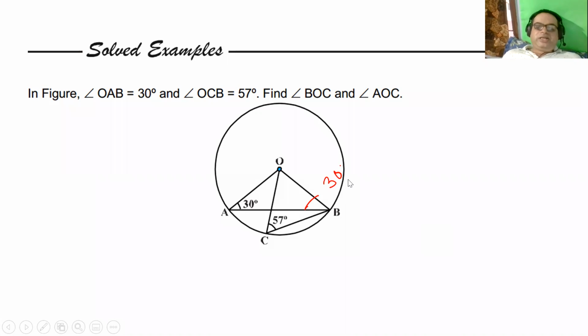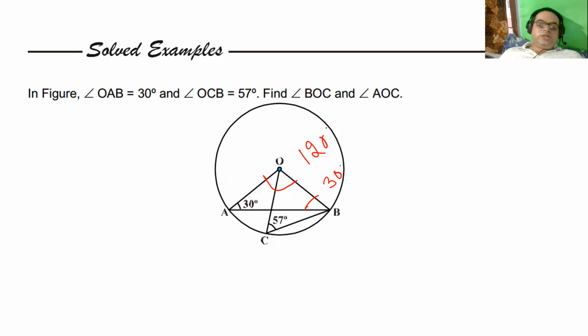Wait a minute. Let me explain the question. Angle OAB is equal to angle OBA, which is 30 degrees. That is the first thing. The second thing, my dear friend, is what I have to find: angle BOC and angle AOC. Now I know that angle AOB will be equal to 120 degrees.